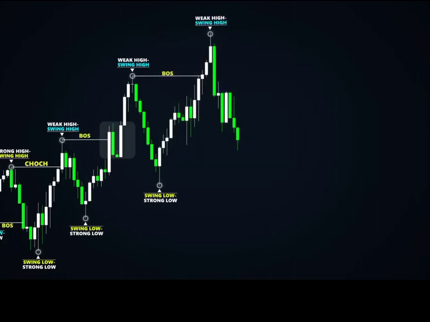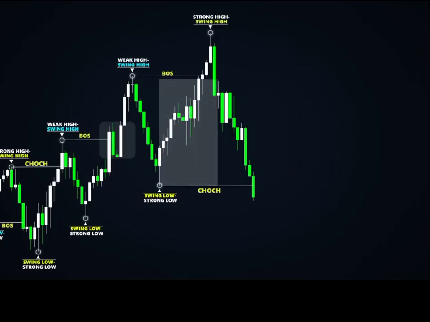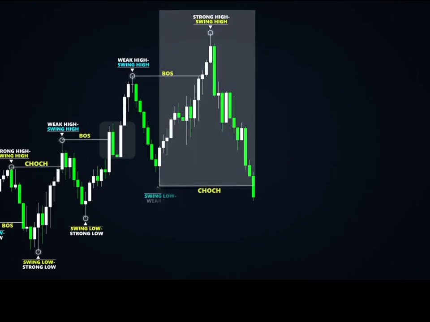Now, here's the twist. Price was moving up, but then, it breaks below the strong low. That's a clear change of character, which means the market has flipped back to bearish. Because of that, the last week high now becomes the strong high. To mark it, draw a horizontal zone from the strong low to the break, extend it upward, and pick the highest point in that area. That's your new strong high.